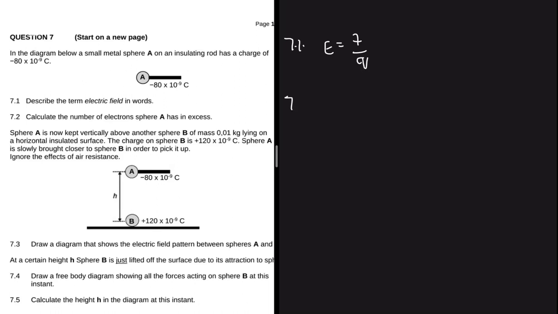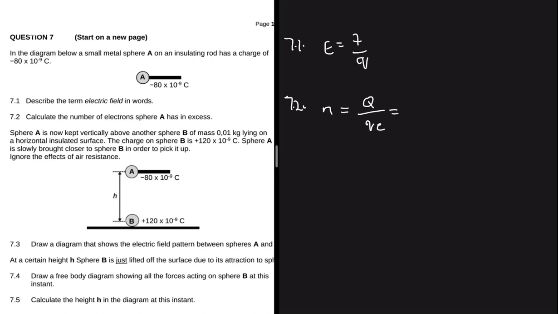And then 7.2 says, calculate the number of electrons sphere A has in excess. So the number of electrons a sphere will have in excess will be equal to its charge divided by the charge of an electron, assuming it has a negative charge. Because if it has a positive charge, then it doesn't have any electrons in excess.